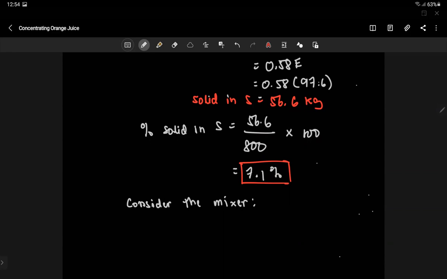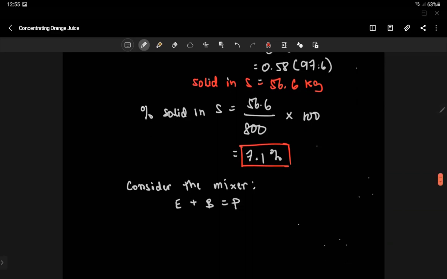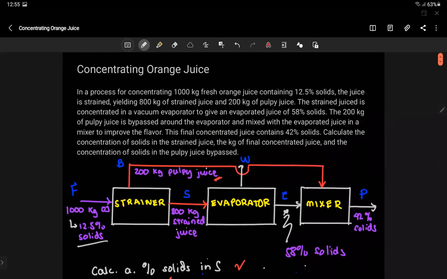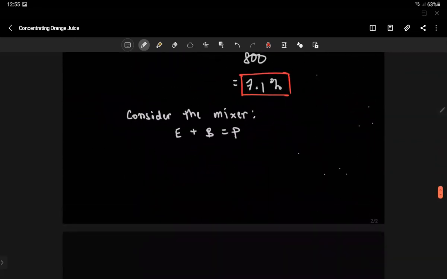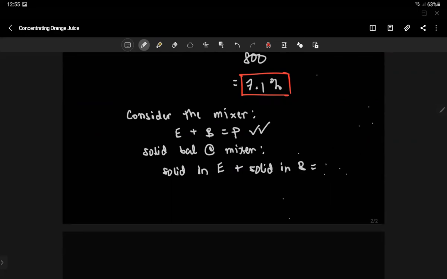Okay. Well, you don't really have to perform the balance overall around the mixer, yung evap plus yung bypass equals the product. No, you don't have to do this because you already know the amounts of all, no? So you know already yung P, na-solve natin yung kanina. Alam mo na rin yung E, alam mo na rin yung W. But ang importante dito ay mag-perform tayo ngayon ng solids balance around the mixer. So solids balance around mixer. So this equation right here is satisfied already. Okay. So solid in E plus solid in B equals solid in P.